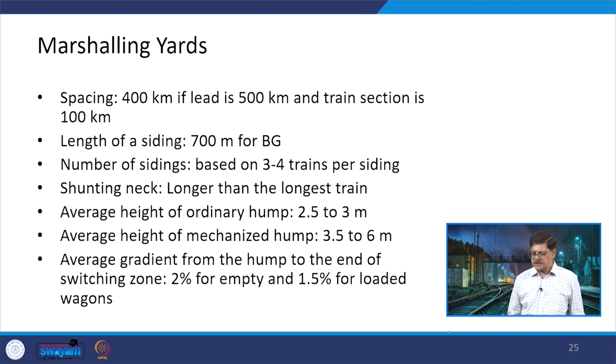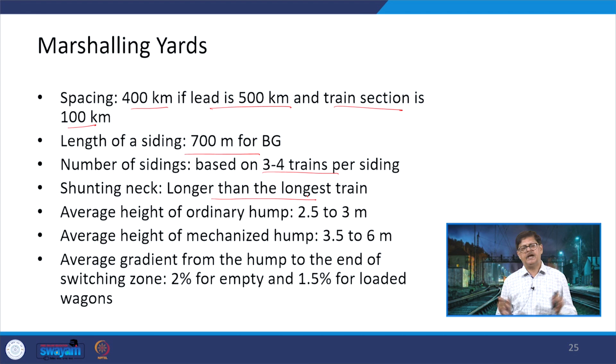A few other salient features related to marshalling yards. The spacing is 400 kilometers if the lead is 500 kilometers and the train section is 100 kilometers. Length of the sidings is 700 meters for broad gauge tracks. Number of sidings is based on 3 to 4 trains per siding. Then the shunting neck is longer than the longest train. So, one whole train should get into that neck, and shunting happens after that.